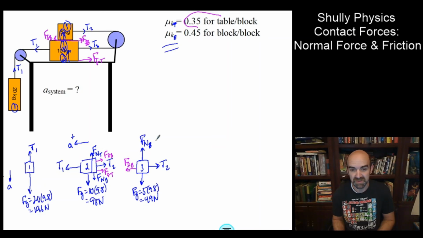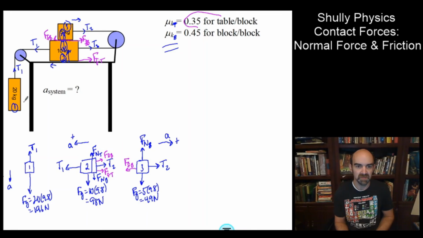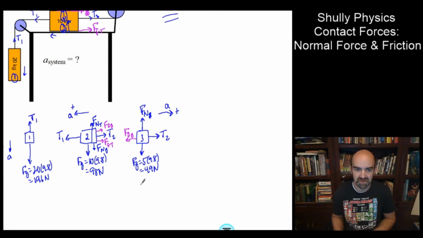And oh, I should say, let's keep consistent colors here, shall we? Block 3 is going to be going to the right. That's the positive direction of acceleration for block 3. Okay, there's its motion. Block 2 is going to the left, and block 1 is going down. All right, I think I got everything consistent here. Let's pretty this up a little bit.